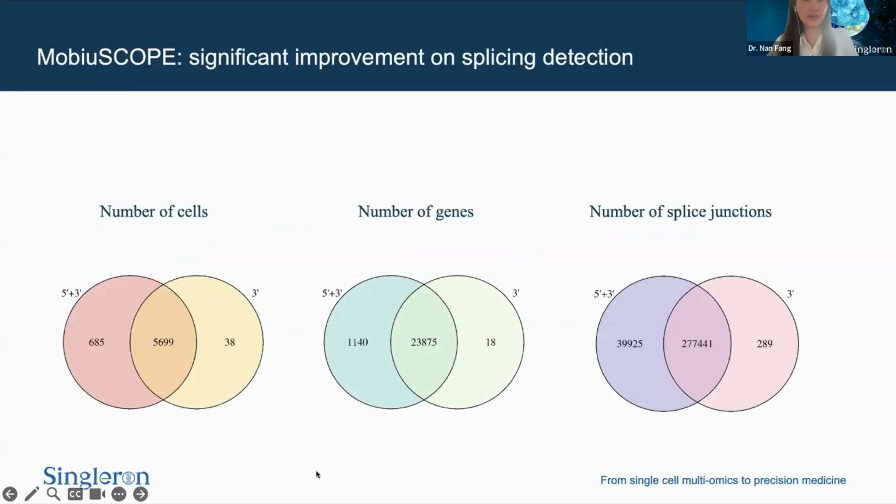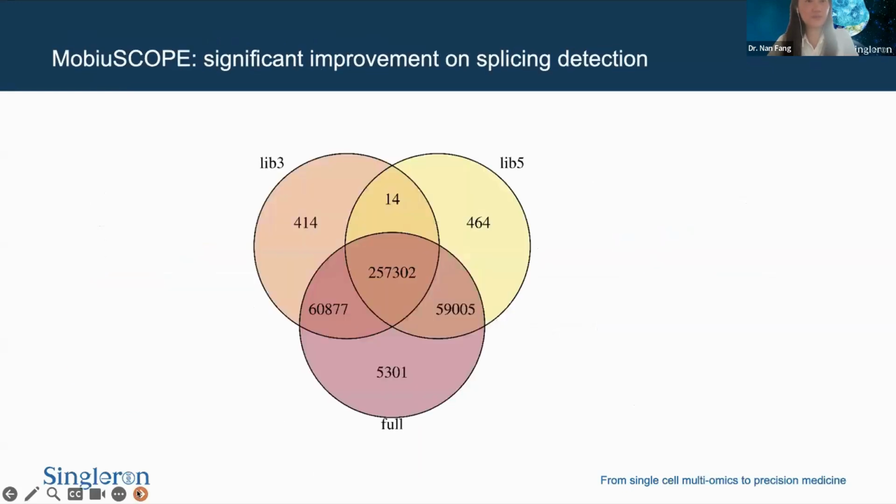And here again, is to compare the overlap and also number of splice junctions detected with the MobiuSCOPE method versus the typical 3' single-cell RNA sequencing method. As you can see here, a significant amount of new splice junctions, almost 40,000, are detected only with the MobiuSCOPE method.